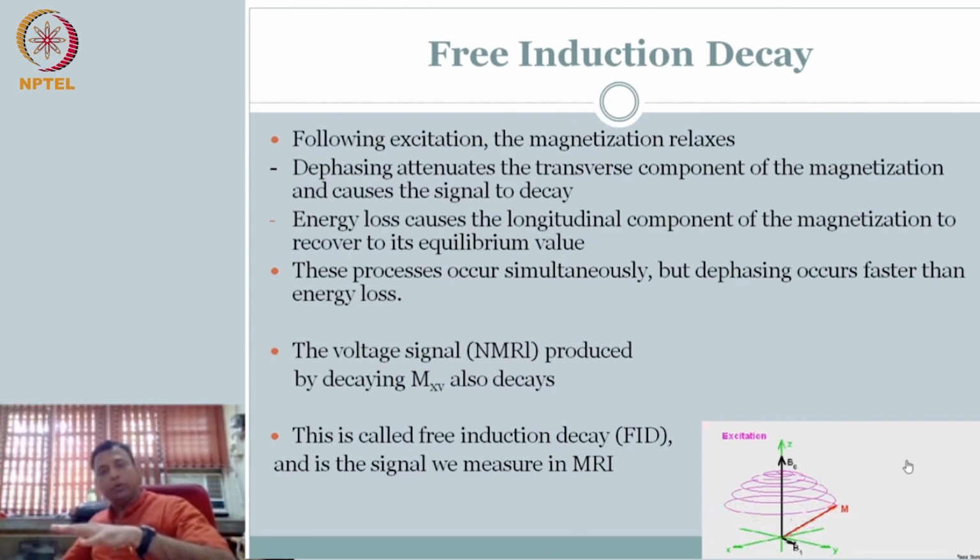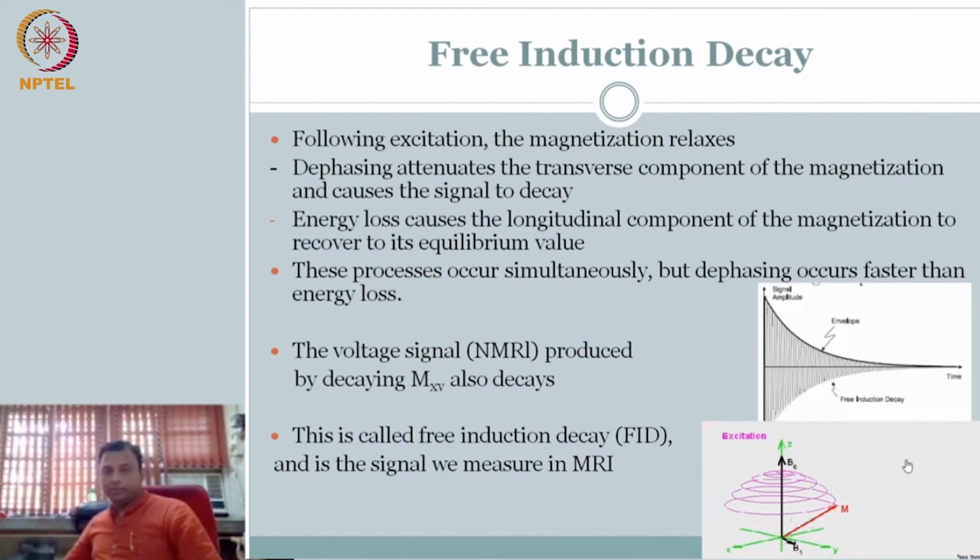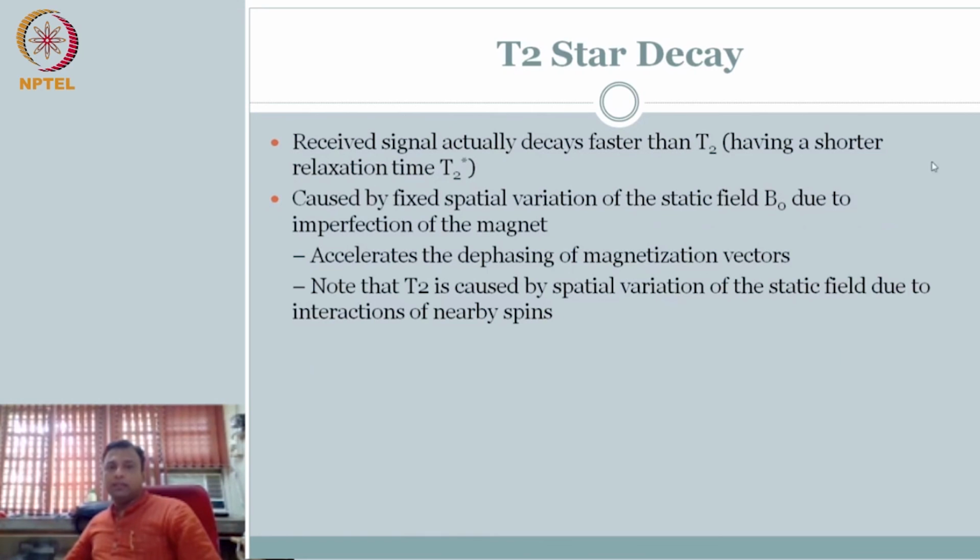Both are relaxation due to dephasing, but one is due to magnetic imperfections in the static magnetic field, which is T2 star. The other is your T2, which is to do with your spin-spin interaction. So T2 star is actually causing faster decay. So you have dephasing due to two relaxation processes. One is spin-spin, the other is due to the variations in the static magnetic field.